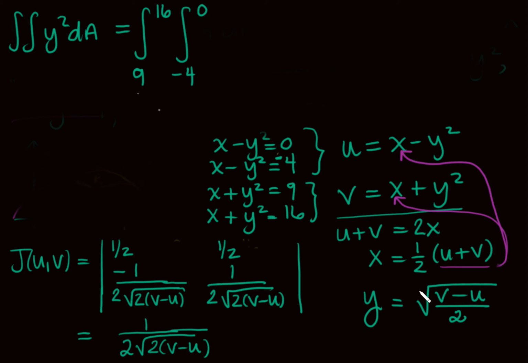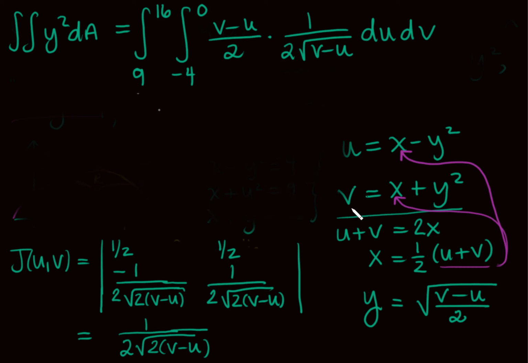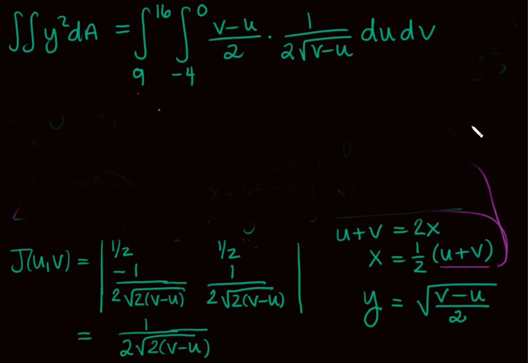Here's my y. The nice thing is if I square that, I just get v minus u over 2, okay, times my Jacobian, which is 1/2 root v minus u, right? And then I'm doing du first and then dv. And this actually works out pretty nicely. I know it looks kind of gross, but it's still going to be easier than trying to figure out those bounds of that original double integral that we asked for. So these 2's I'm going to bring out as a 1/4.